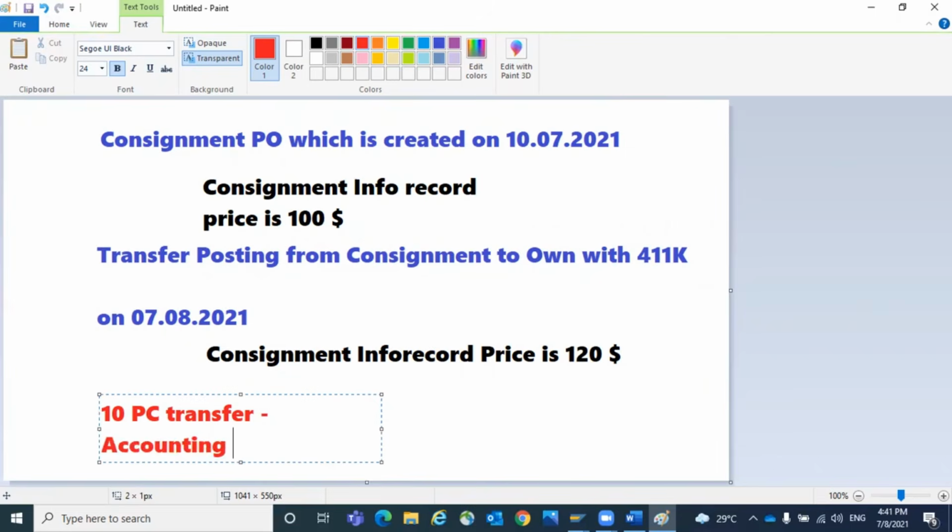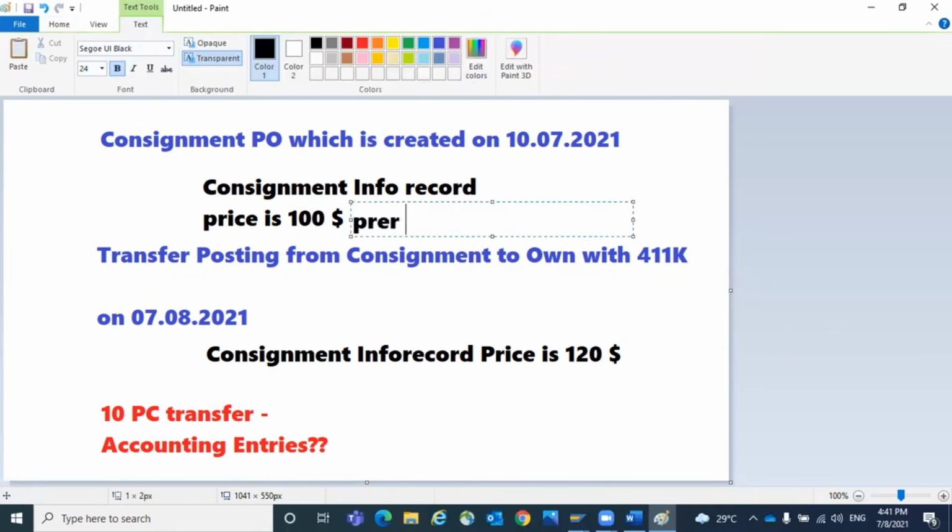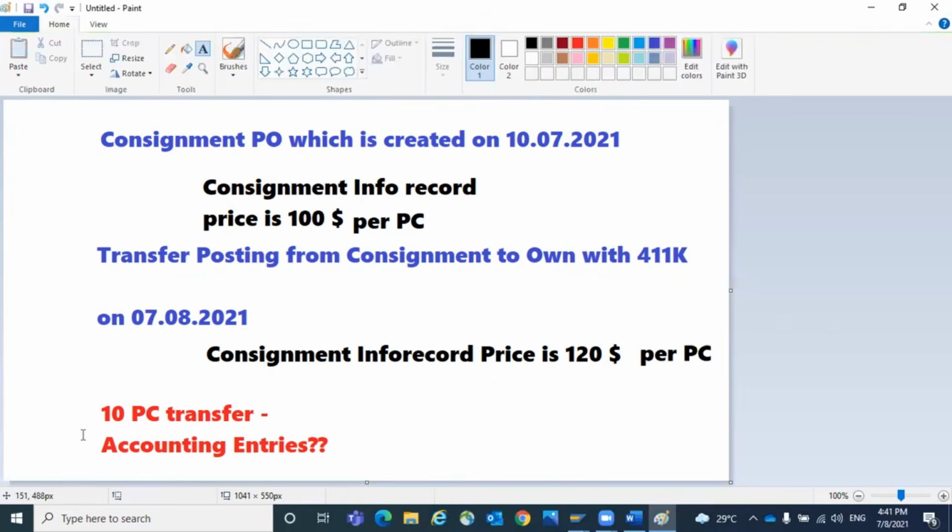Then stock account debit BSX 120 rupees. This 120 is per piece. Okay, let's consider like this, $100 per piece. Okay, same $120 per piece. Now I'm transferring 10 pieces. Now tell me the accounting entries. Actually, the price will be taken from 10th of 10/7, that price, right?